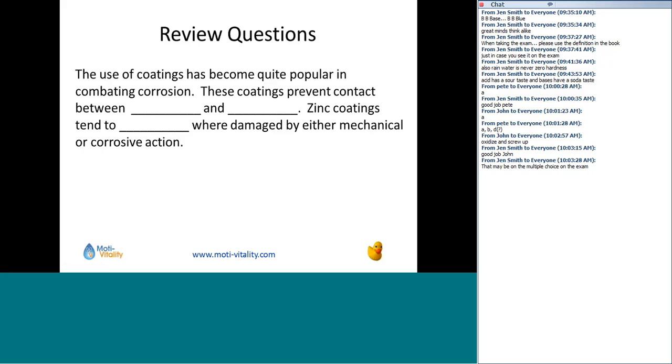The use of coatings has become quite popular in combating corrosion. These coatings prevent contact between blank and blank. Any guesses? It's water and metal. Zinc coatings tend to blank where damaged by either mechanical or corrosive action. That's heal themselves. Heal.